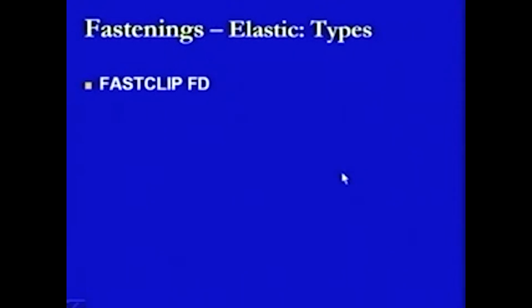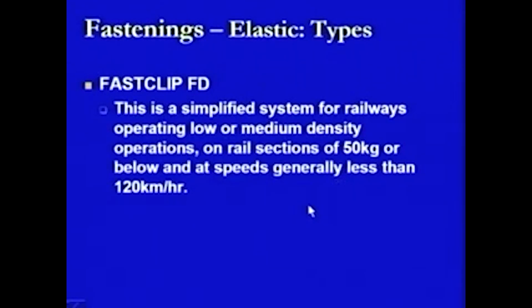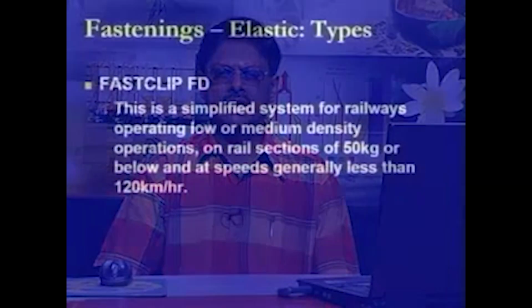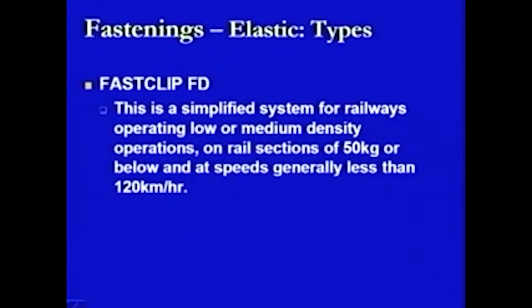Then there is another type of clip which is termed the fast clip FD. This is one of the simplified systems for railways operating low or medium density operations. So far, whatever clips we have seen are mostly in use on medium density to higher density route sections, whereas in those cases where the traffic is very less, we can go for smaller or simpler versions, and one of them is the fast clip. They are used for rail sections of 50 kg or below, and generally for speeds lesser than 120 kilometers per hour.